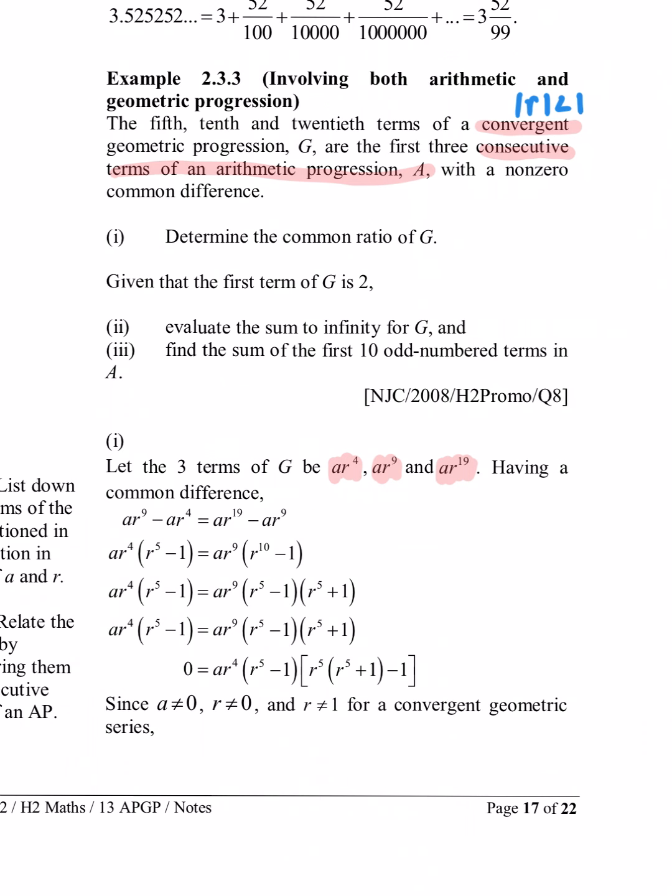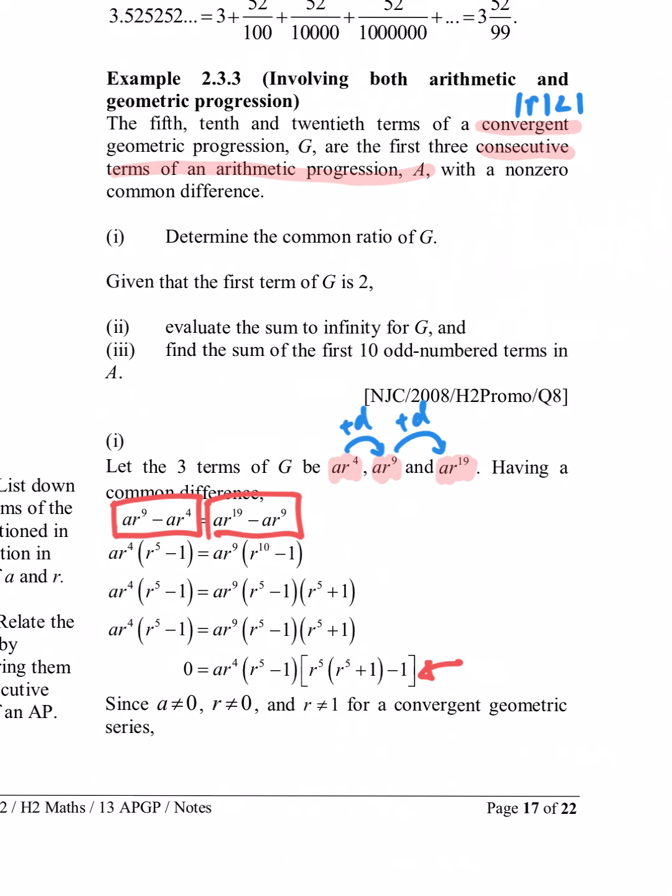We also know that these 3 terms are in an AP, which means these 3 terms differ by the same common difference. So we can formulate the first equation where AR^9 minus AR^4, which is the common difference, equals AR^19 minus AR^9. Now we can manipulate the equation and factor out the common factor to reach this step.